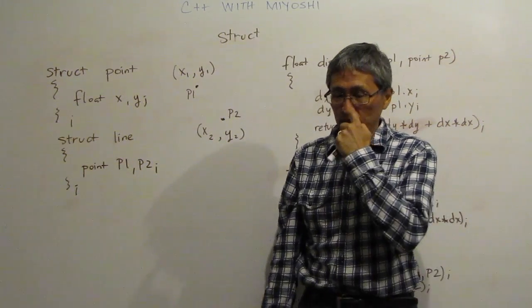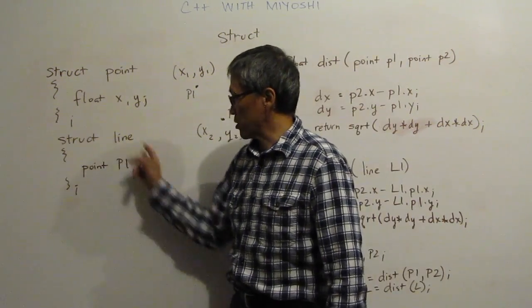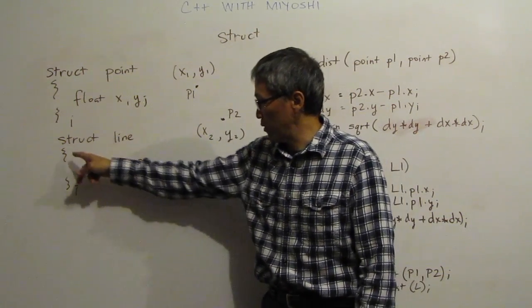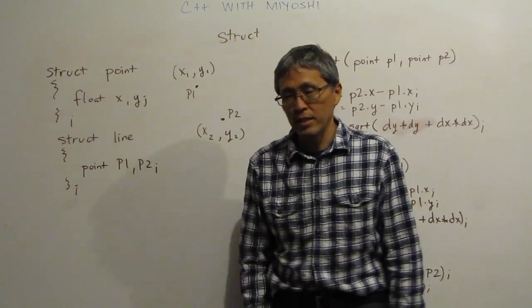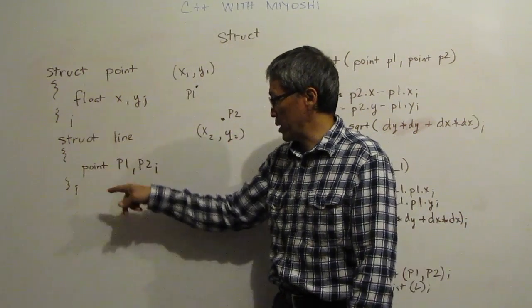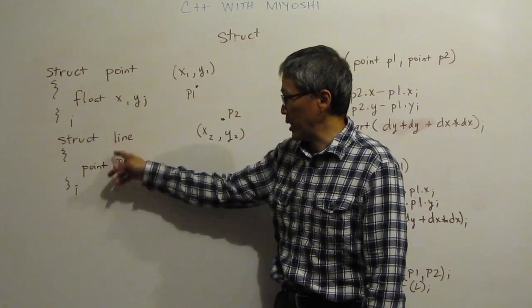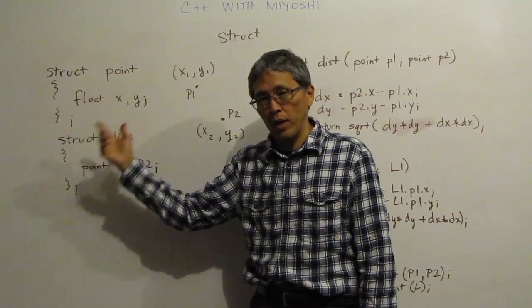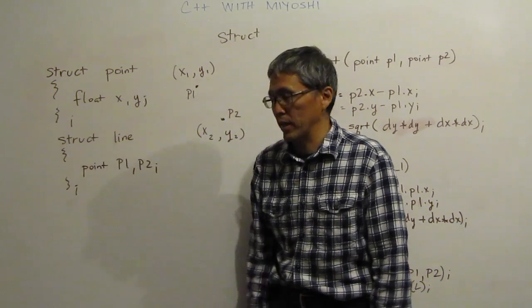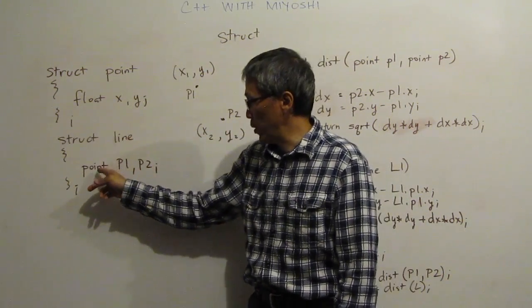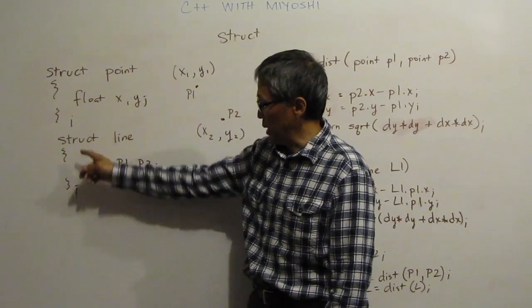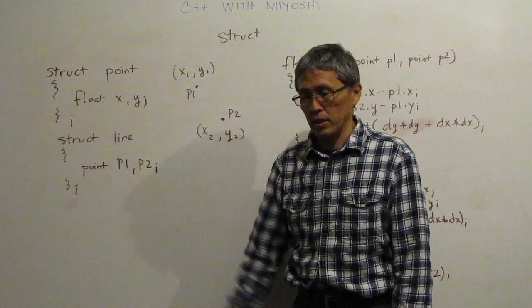Well, I can also make a structure called a line, and in this case I have my struct line, and again I have my open and close curly braces with my semicolon at the end, and I have my point P1 and P2. So my line is just created by 2 points. I don't have to do float x and float y again. I don't have to make 2 sets of x and y's. All I have to do is make 2 points, point P1 and point P2. So my line now has 2 points in it.